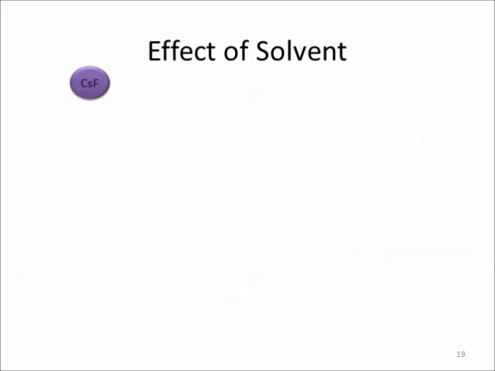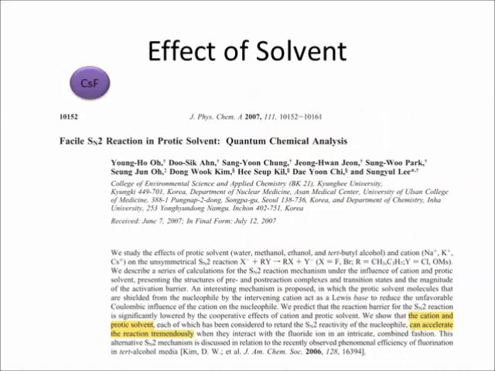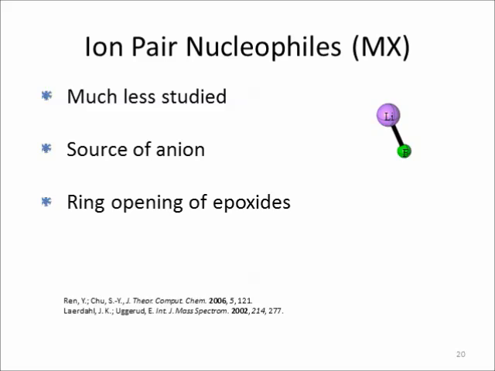In a recent study, in the presence of a metal cation, the nucleophile actually catalyzes the reaction. The solvent sort of strengthens the nucleophile. Ion pair nucleophiles, with implications in the ring opening of epoxides, are much less studied, although they are often the source of the anion.